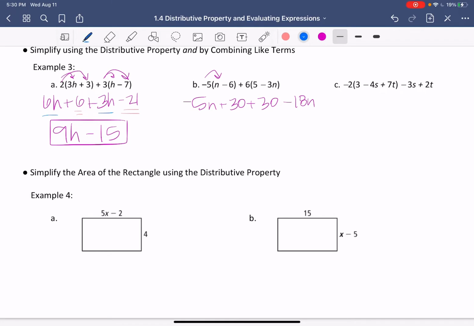All right, so now let's go ahead and look for our like terms. So we have -5n. That can be combined with -18n. And we also have 30 and 30. All right, so we have -5n and -18n. Remember, our variables are going to be listed first. So we'll have -23n. And 30 plus 30 will give us 60.